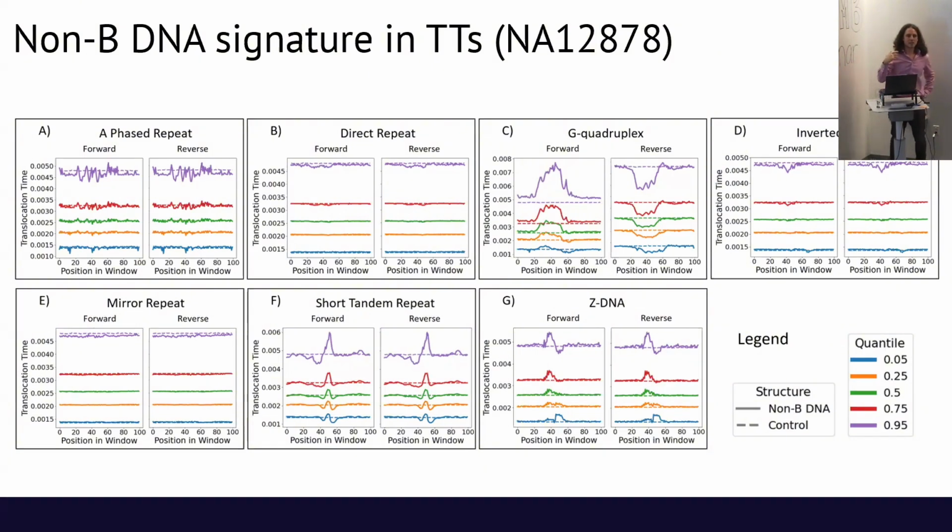This could be just because they're more rare. Maybe our quantile is not high enough. And maybe quantile is kind of a mix of the different translocation times. So maybe there is signal, it's just not represented in the quantile plots. But for some of them, there's a very strong signal.